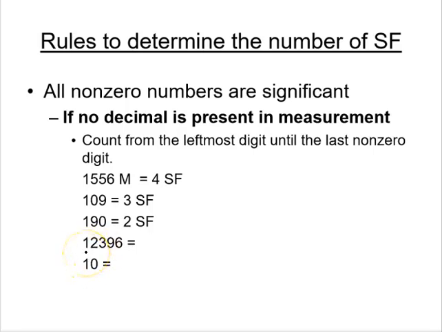The fourth example, we have 12,396. All these digits are significant, so we have a total of 5 significant figures. The last example is 10. We're looking from left to right. The 1 is significant, but that 0 is insignificant, so we only have 1 significant figure.